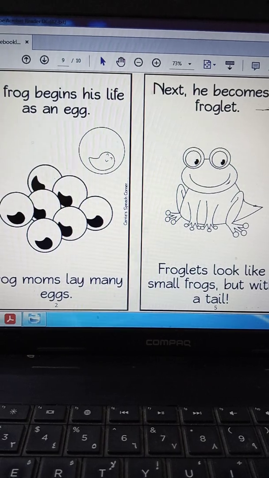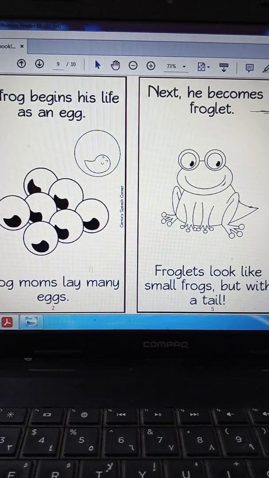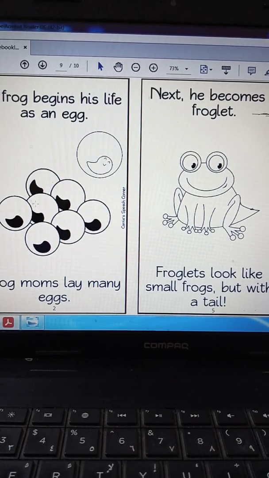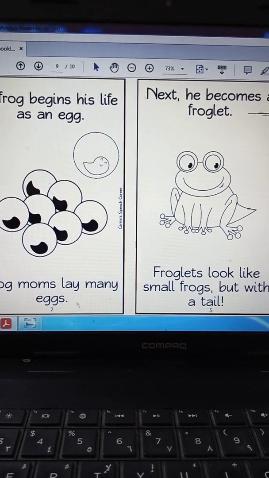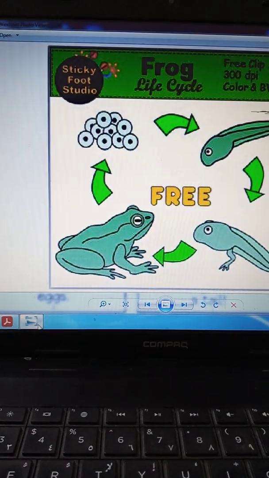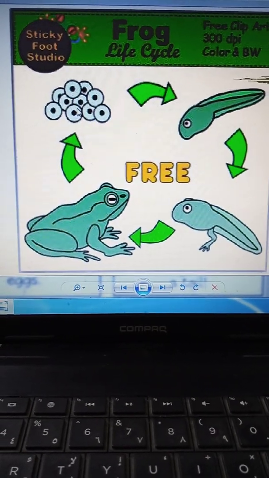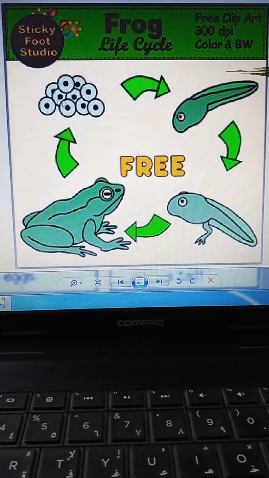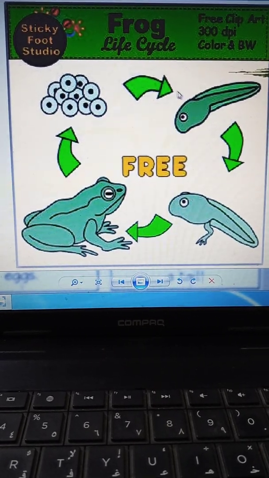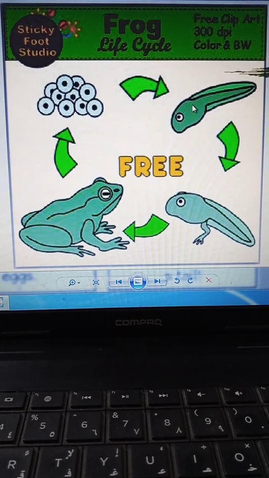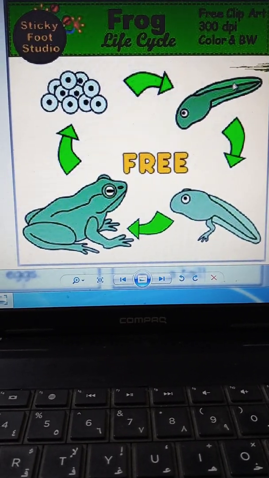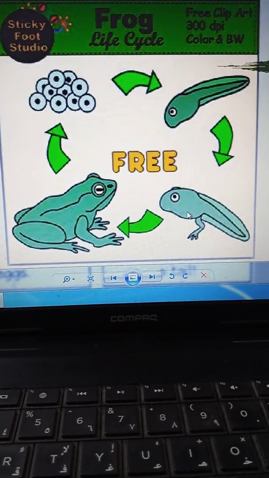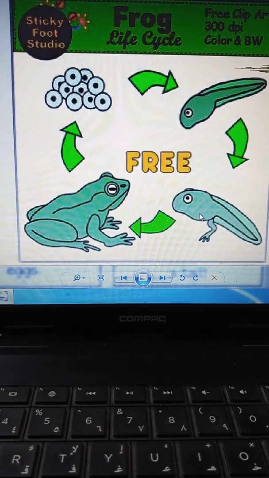A frog begins his life as an egg, right? So, it starts as an egg. Let's see this picture here. You see here the life cycle of a frog. Eggs, repeat after me. Eggs, and then tadpole. After the tadpole, with legs. Tadpole with legs.